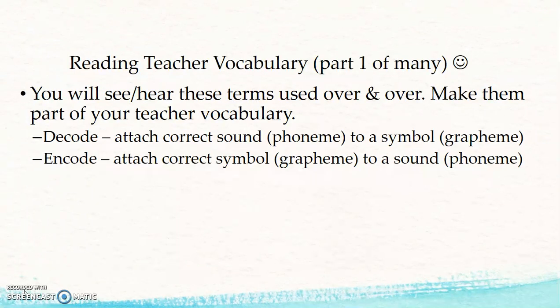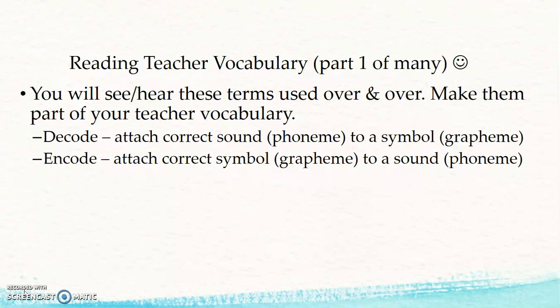On the other side of that, we have encoding. Encoding is when we attach the correct symbol or grapheme to the sound or phoneme. And so this is when we are writing and spelling. So, for example, a student may be trying to spell an unfamiliar word, but they can sound it out. So imagine a very young child trying to spell the word cat.